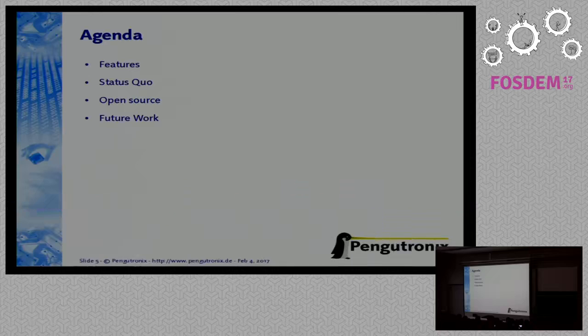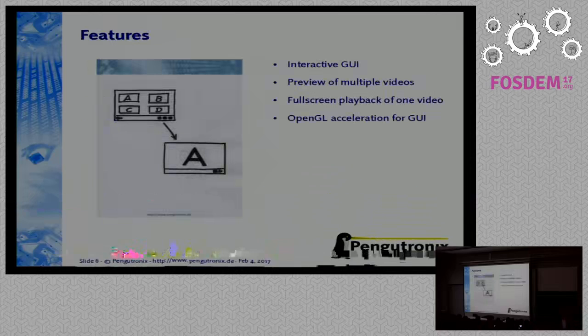So the features. I drew a small mock-up of the application we are going to build. On the left-hand side, you see a user interface. We have videos A, B, C, and D, and they are playing a short preview of the video, and then as a user, you just select one of the videos, and it's played back in full screen on your whole display. And of course, you want to have OpenGL acceleration for all of that, to make it responsive and because we are on an embedded system, we just need it.